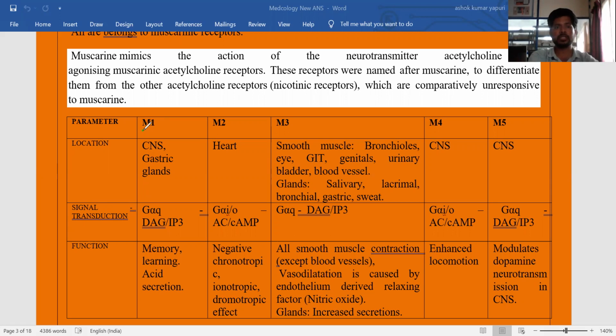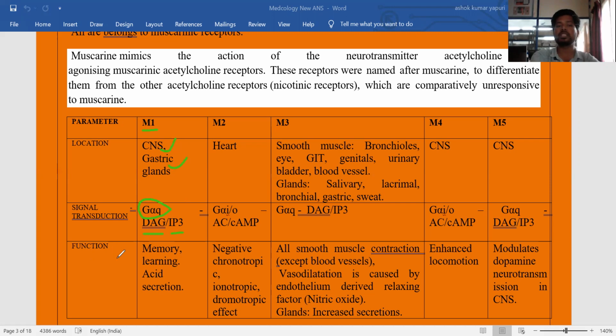The first one is M1, type 1 muscarinic receptors. Regarding the location, it is present in the central nervous system as well as gastric glands. Regarding the signal transduction, the active G protein is G alpha Q, and the secondary messengers involved are diacylglycerol as well as IP3. IP3 is inositol triphosphate, DAG means diacylglycerol.